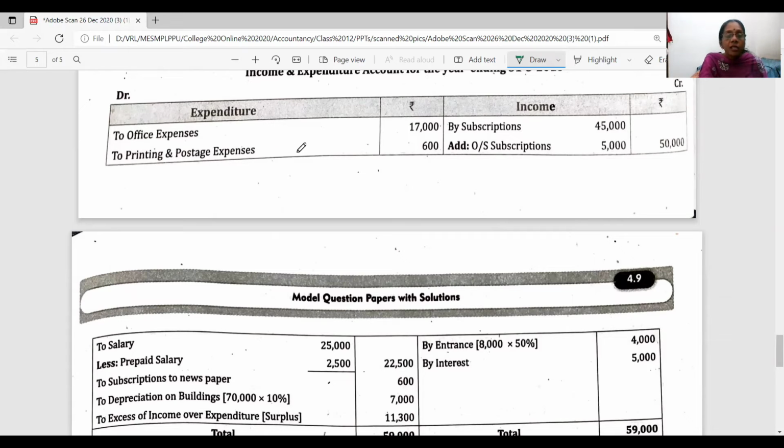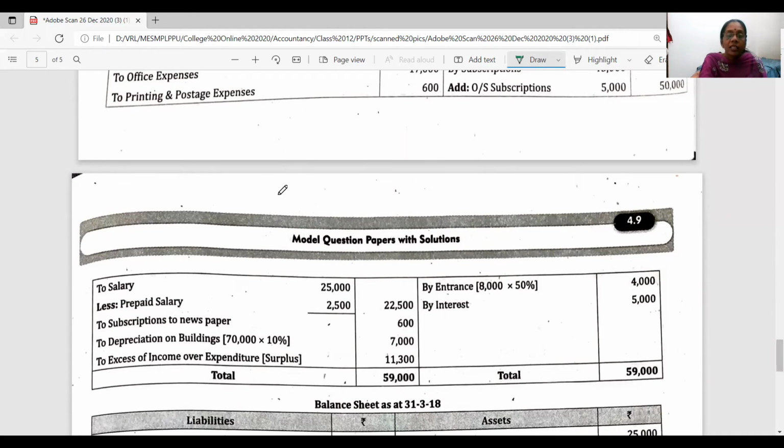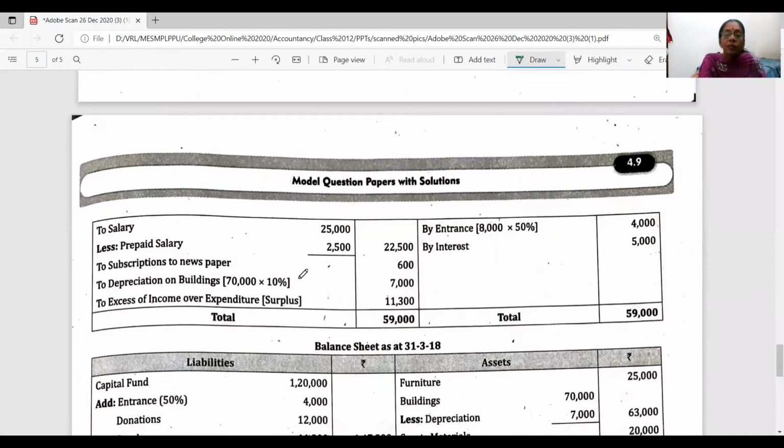And similarly, office expenses, no adjustments. Printing and postage, you don't have any adjustments. But for salary, you have prepaid, which should be subtracted. Subscriptions to newspapers with no adjustment is taken on here. And depreciation on buildings. Now, interest. Interest is a receipt. It is being put on the credit side. And one last step is like how you balance the accounts, usually the T accounts.